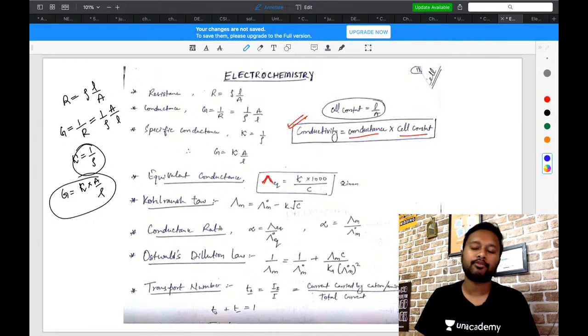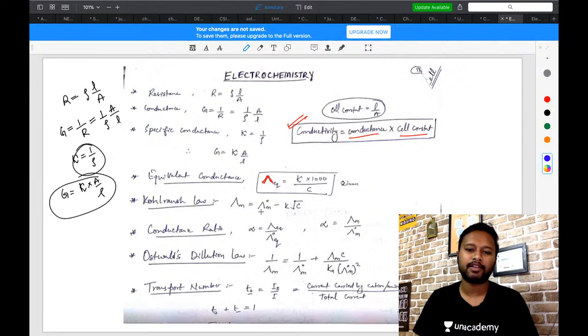And at infinite dilution, that means if you have diluted the solution up to a very high extent, at that time the conductivity will be highest. Okay, that's the basic fundamental of your Kohlrausch law. So Kohlrausch law says that lambda m is equal to lambda naught m minus k under root c.